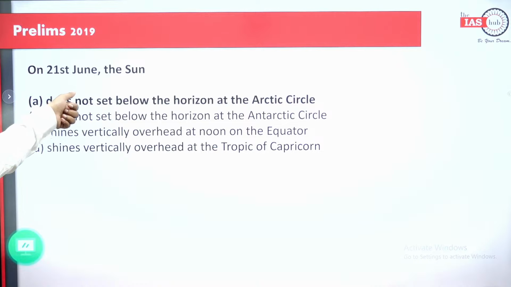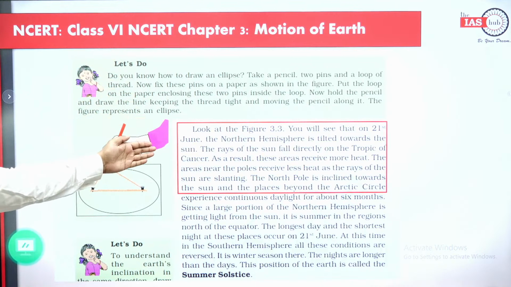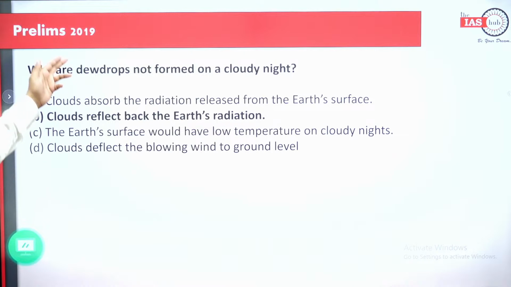on 21st of June, the sun does not set below the horizon at the Arctic Circle. Does not set below the horizon at the Antarctic Circle. Shines vertically overhead at noon on the equator. Shines vertically overhead at the Tropic of Capricorn. So look here, your class 6 NCERT clearly tells you that this is the content. It's a clear cut. Look into another question.